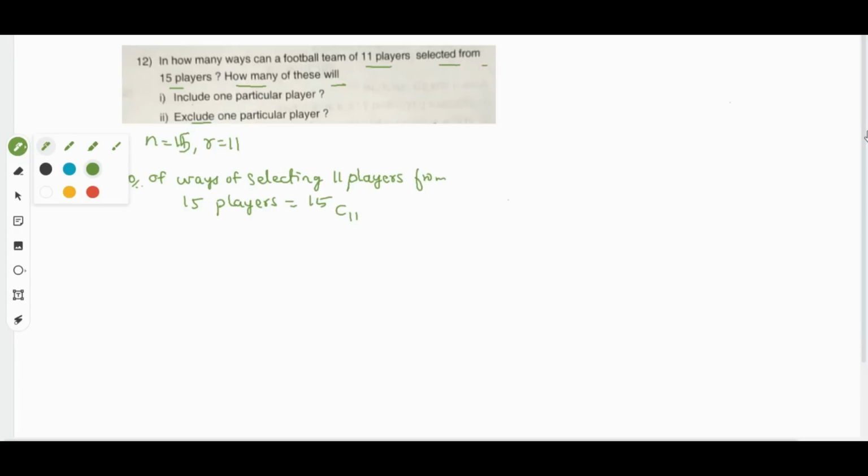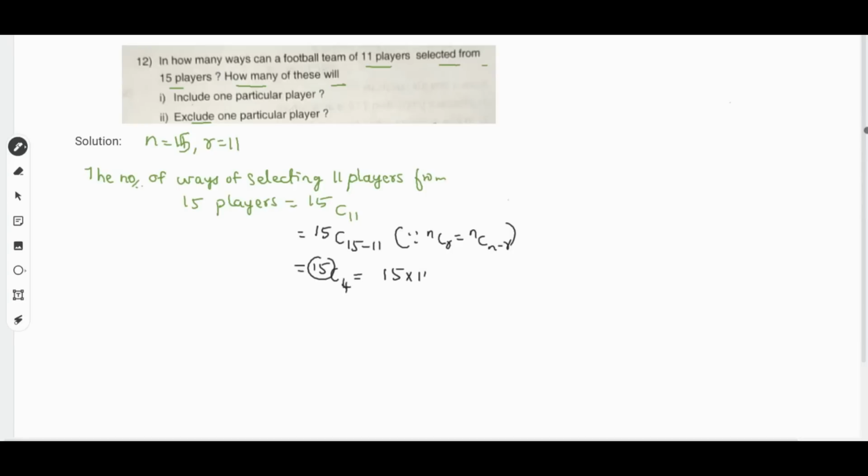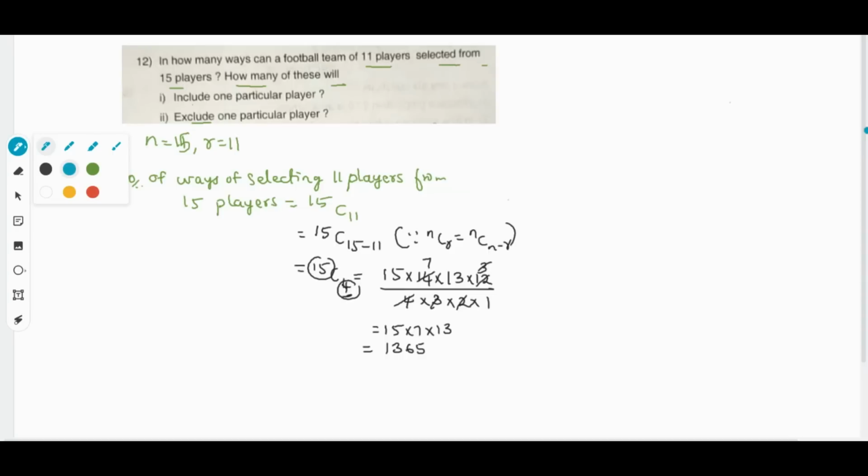15C11. Now 15C11 is difficult and will take time to solve, so we will simplify it using the formula nCr equals nC(n minus r). So it becomes 15C(15 minus 11), which is 15C4. So we write 4 numbers of 15 in reverse order, 15 into 14 into 13 into 12, divided by the factorial of 4, 4 into 3 into 2 into 1. 4 ones are 4, 3 and 3 get cancelled, then 2 sevens are 14. When you multiply 15 into 7 into 13, we get the answer as 1365.